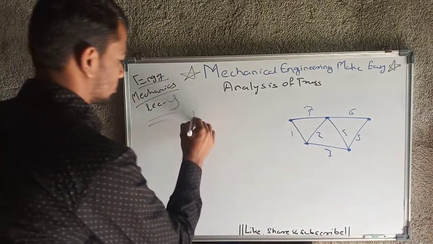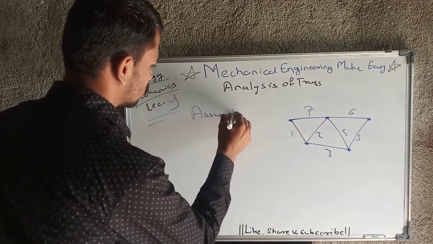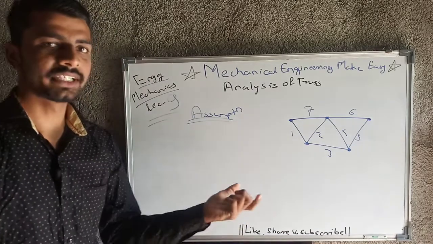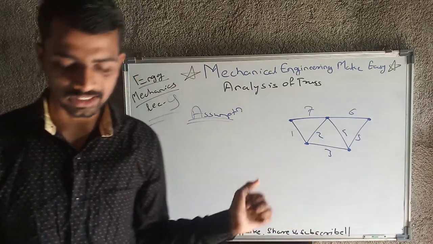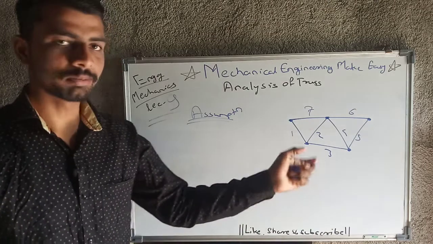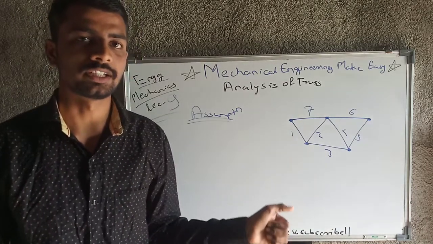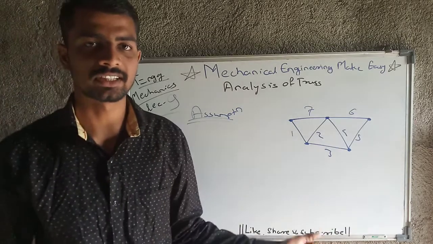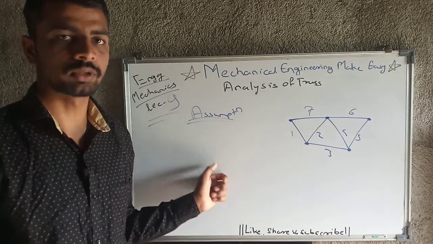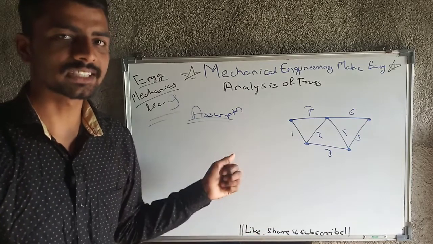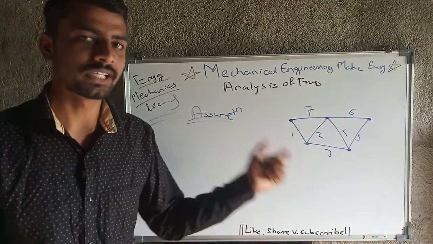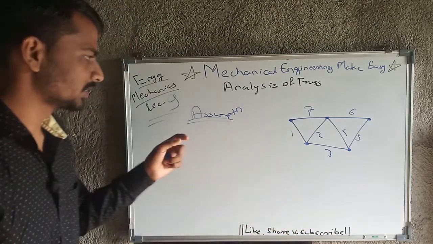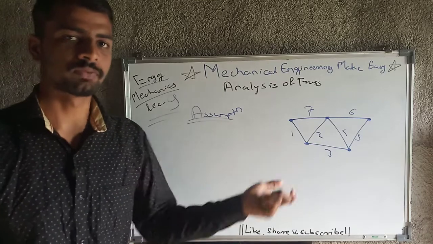Then assumptions. For calculating all the forces we need to have some assumptions. The first assumption is that all the joints will be pin joints, and those joints will be frictionless. These are all ideal conditions. Practically there may be variation in that. There will be chances that all joints are pin joints, but pin joints are not frictionless joints. There will always be some friction. So this is the assumption that we have made, that the joints will be frictionless.